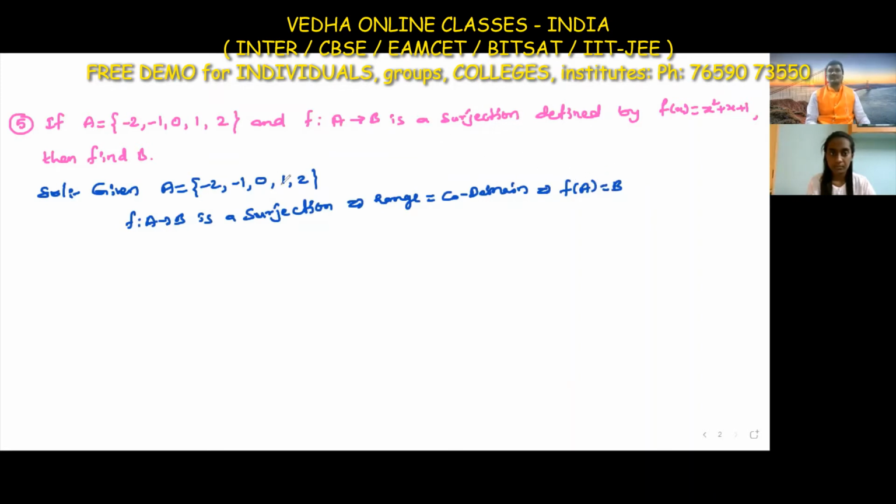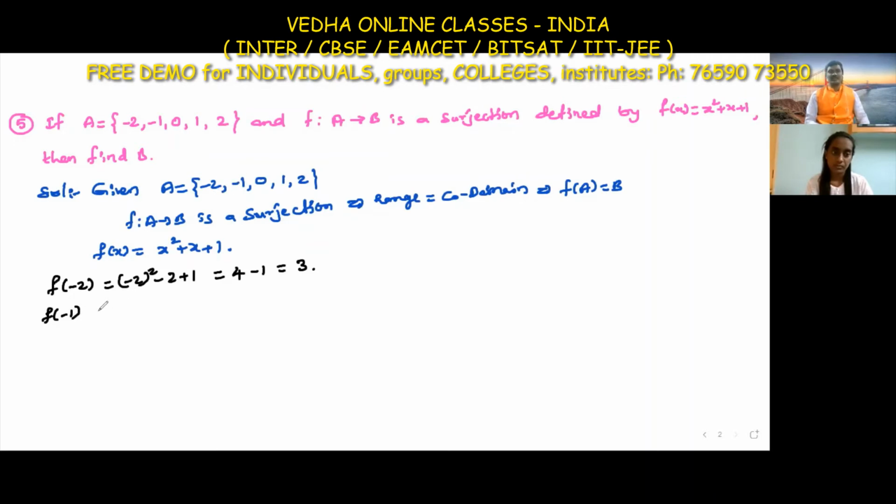Now what is the f(x) function? The function is also given: f(x) = x squared plus x plus 1. Now we have to find the values. I am substituting -2 in place of x. So (-2) whole squared plus (-2) plus 1. What is (-2) squared? 4. And -2 plus 1 is -1. What is 4 minus 1? 3. Very good.